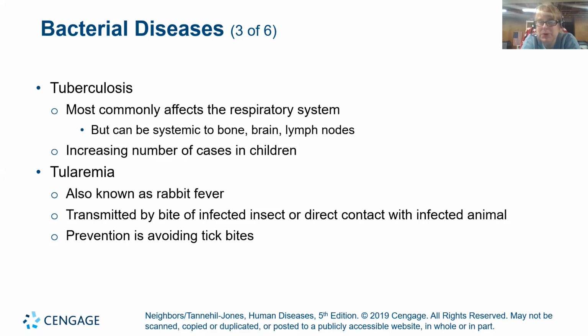Tularemia is also known as rabbit fever. It's transmitted by the bite of an infected insect or direct contact with an infected animal. One way of preventing it is to avoid tick bites, and not let your children pick up spiders. Wild bunnies should be avoided. They tend to get scared and bite kids. So we don't see a lot of tularemia, but especially in the summer when kids are outside in the woods, they can experience this.